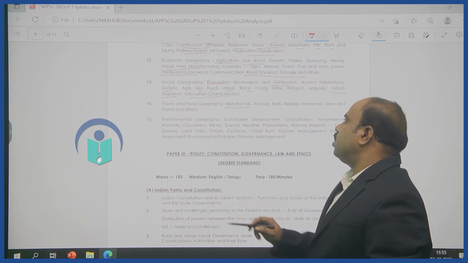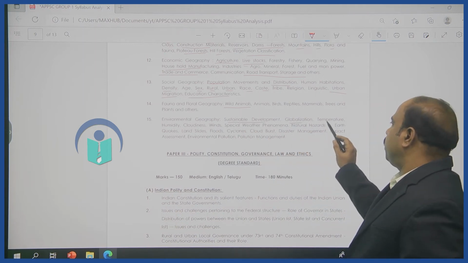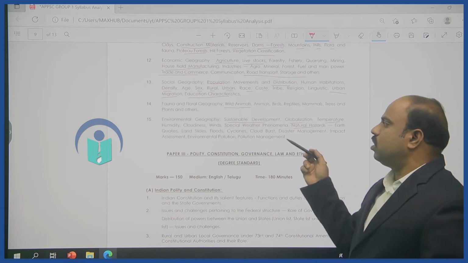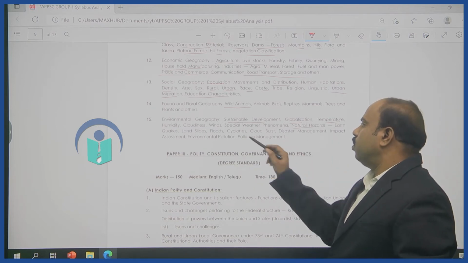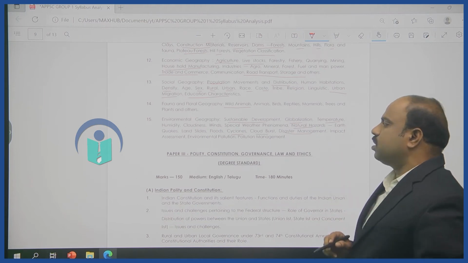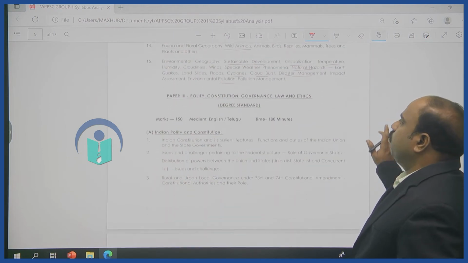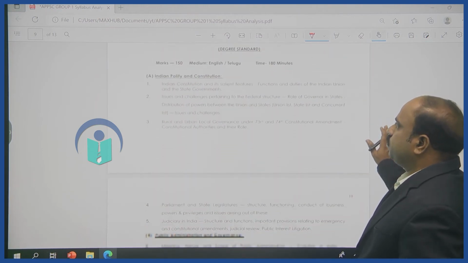Next, environmental geography, about sustainable development. The next, globalization, temperature, natural hazards like earthquakes, tsunamis, landslides, cyclones, okay, cloudbursts, disaster management, impact, etc., including the pollution and pollution mitigation measures.